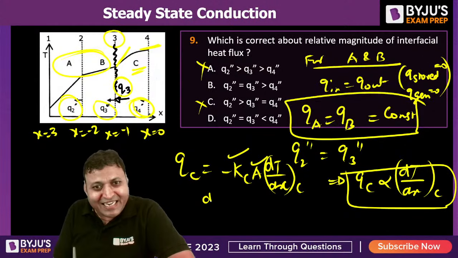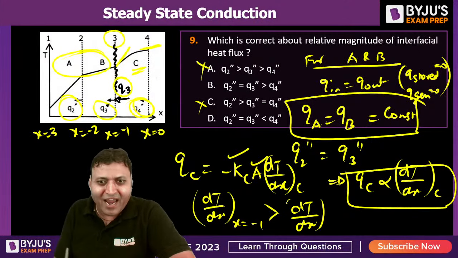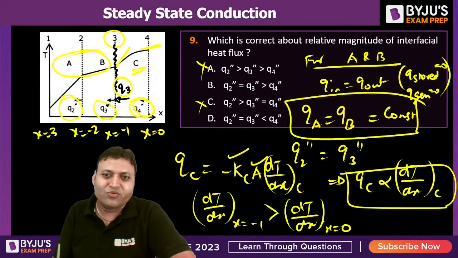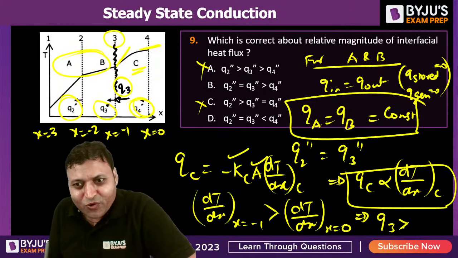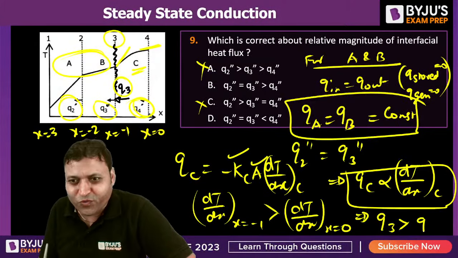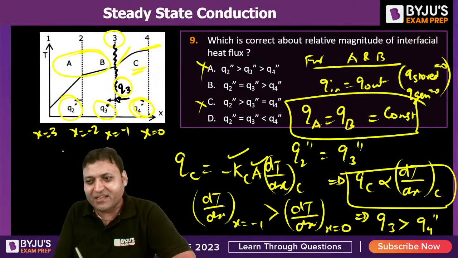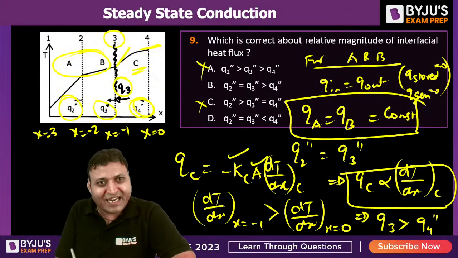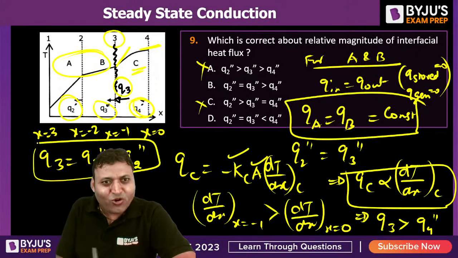So we can say dt by dx at x is equal to minus 1 is greater than dt by dx at x is equal to 0. What we can say from here, Q3 will be greater than Q4 double dash. Do you agree? Q3 is greater than Q4 double dash, and this Q3 is equal to Q3 double dash is equal to Q. Are you able to understand it?